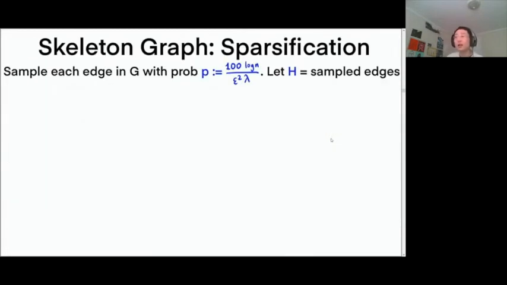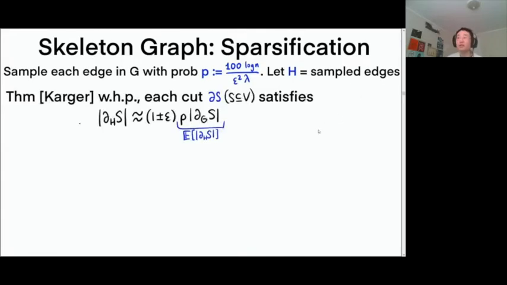So our goal will be to de-randomize this skeleton graph construction. In order to do that, let's first examine how Karger's randomized skeleton graph construction works. His is very simple. All you do is sample every edge independently in G with probability, let's say, log n over lambda times some scaling factor, and let H be the sampled edges. Then he shows that with high probability, every single cut satisfies that its size in H is roughly p times its size in G, where you can think of p times the size in G as the expectation of the cut. In other words, every single cut in H is preserved close to its expectation.